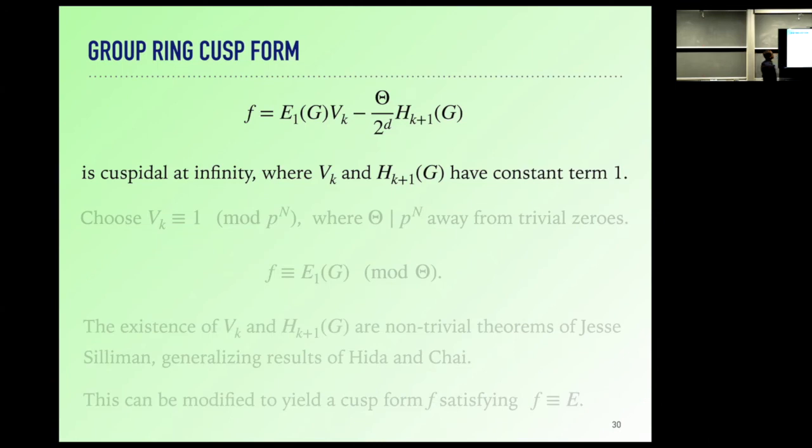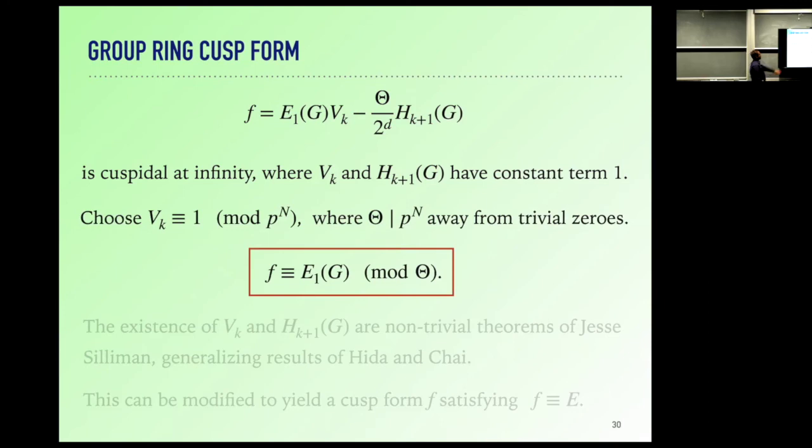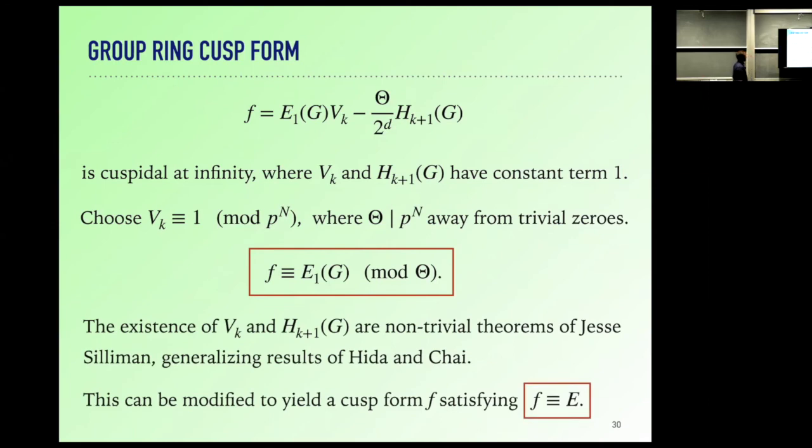So you want to know that there exists a vk that doesn't change anything modulo a high power of p. You want vk to be congruent to 1 modulo a high power of p, and you want hk to have constant term 1, and you also want vk to have constant term 1, so it doesn't change the constant term. If you do all that, then f is congruent to E1 mod theta, because mod theta this goes away, and the vk goes away. Then you have a congruence between a cusp form and an Eisenstein series. I should say that the construction of this vk and hk was done by my postdoc Jesse Silliman, generalizing results of Hida and Chai.